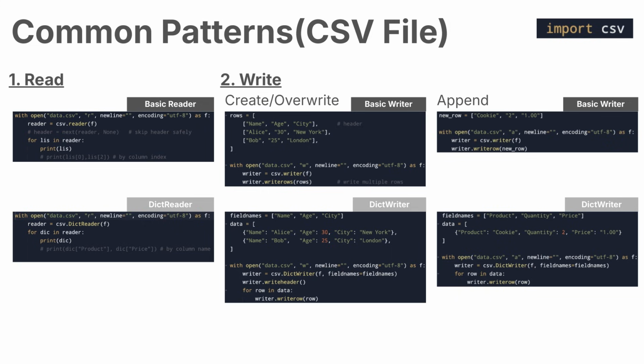Next, append. Appending is the same idea, but the mode is A, so we add to the end of the file. With basic writer, we create one small list, cookie, 2, 1, and call writer.writerow. With DictWriter, we pass a dict that matches the field names, product cookie, quantity 2, price 1, and call writer.writerow. Don't call writeheader when appending to an existing file.